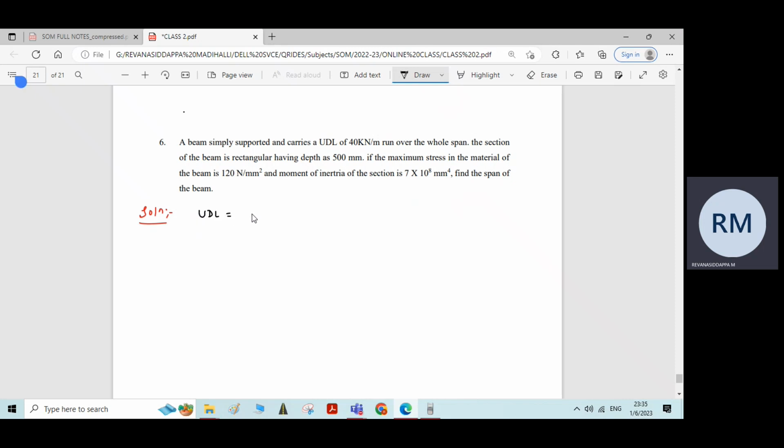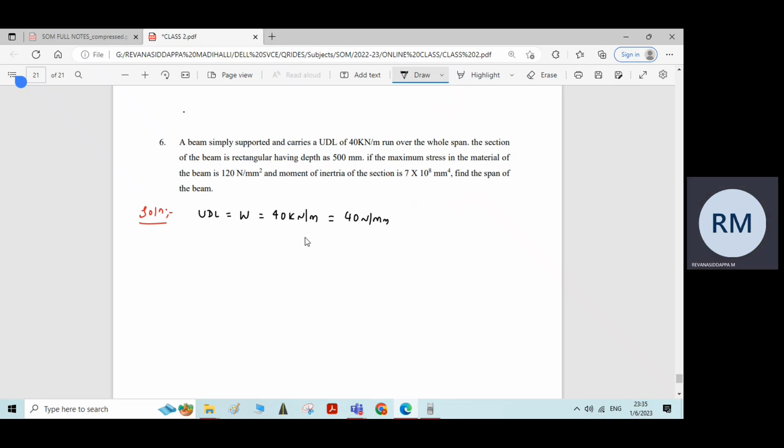UDL is given in the problem. W is equal to 40 kilonewton per meter. Okay, in terms of Newton per millimeter, it will be 40 Newton per millimeter. Conversion of kilonewton into Newton is into 1000. Conversion of meter into millimeter is into 1000. 1000 in the numerator and the 1000 in the denominator will get cancelled. Finally, we will get the same value, 40 Newton per millimeter only.